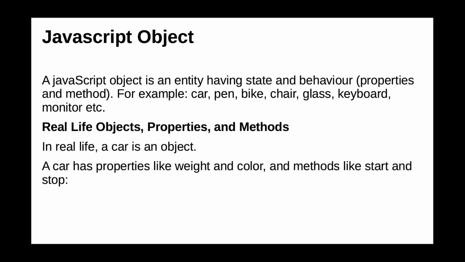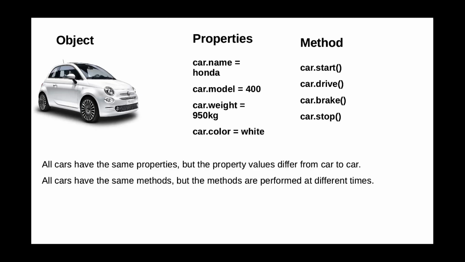In real life, a car is an object. A car has properties like weight and color and methods like start and stop. Here car is the object and the properties are car name, car model, car weight, car color. And the methods are car start, car drive, car brake, car stop. All cars have the same properties, but the property values differ from car to car. All cars have the same methods, but the methods are performed at different times.